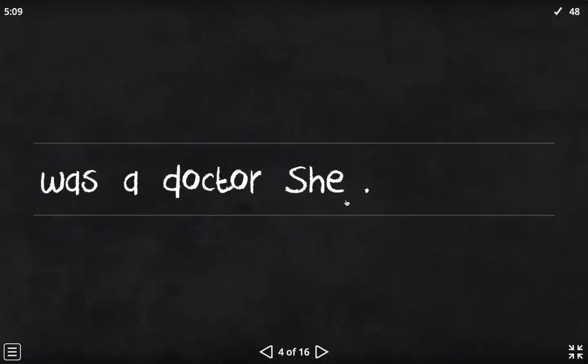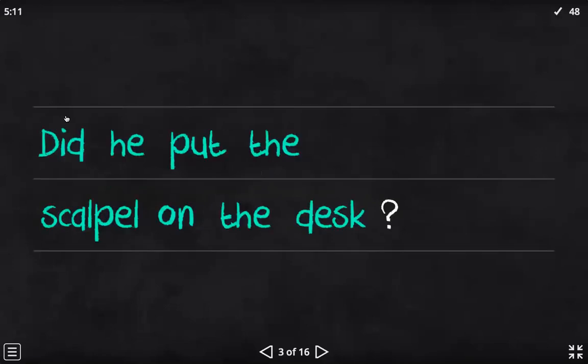Very good. So to begin the questions in the simple past, we begin with did. Did he put? The verb stays the same, no cambia. Did he put the scalpel on the desk? Puso, I don't know how this is called in Spanish, but the scalpel en la mesa. Very good.